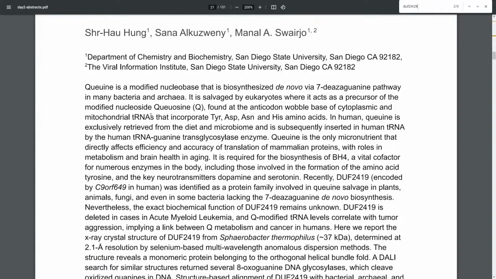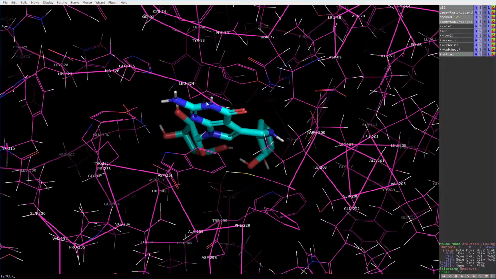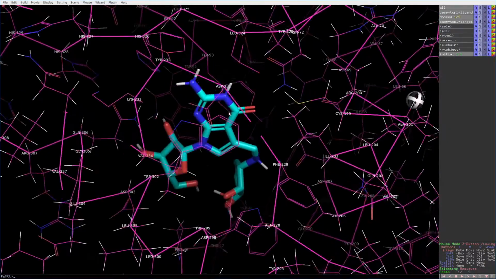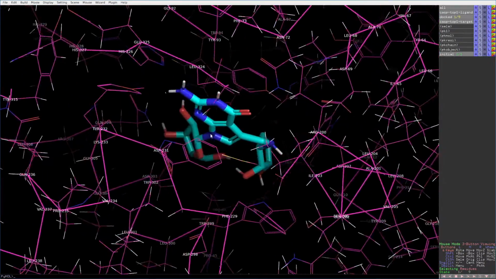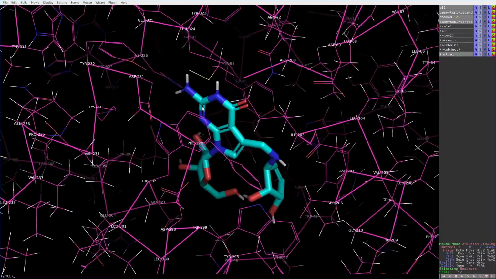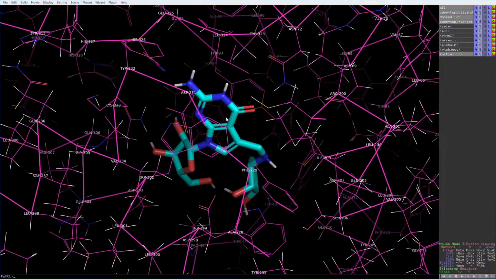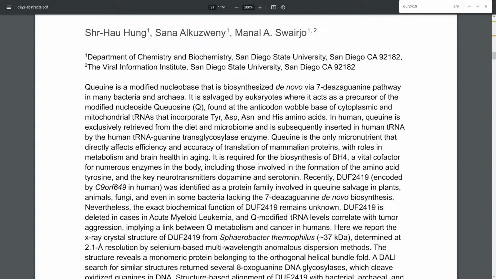Queuine is a modified nucleobase. So here's queuine. This is queuine here. So it kind of looks like DNA a little bit. Oh, where are we going? It is biosynthesized de novo via the 7-deazaguanine pathway in many bacteria and archaea.